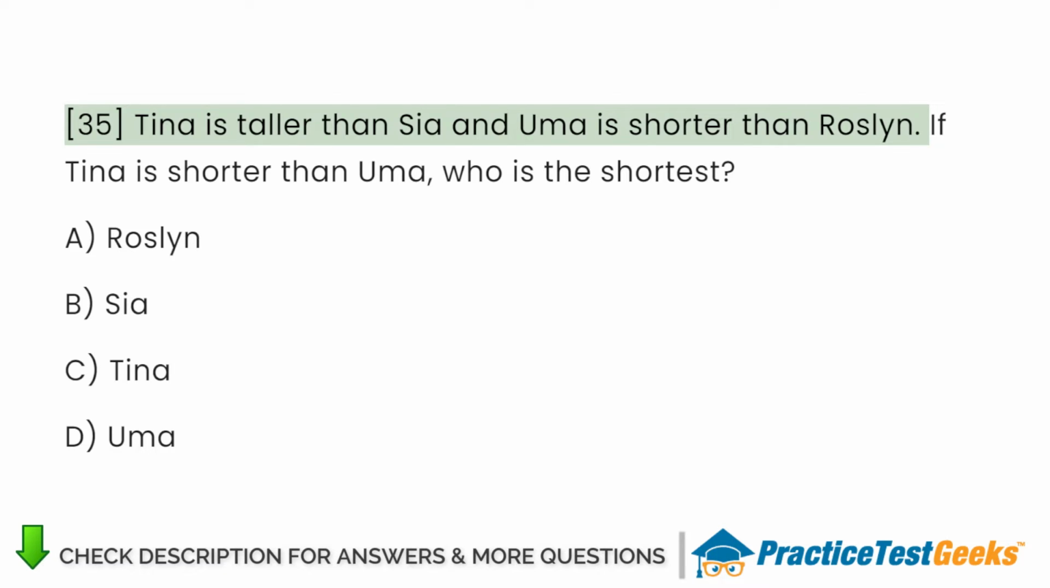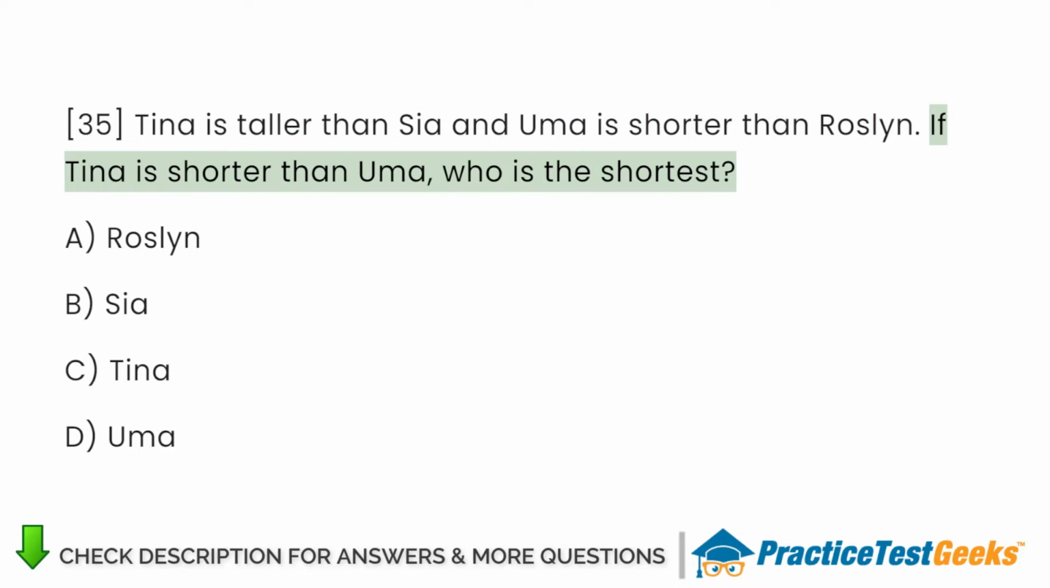Tina is taller than Sia and Uma is shorter than Roslyn. If Tina is shorter than Uma, who is the shortest? A. Roslyn. B. Sia. C. Tina. D. Uma.